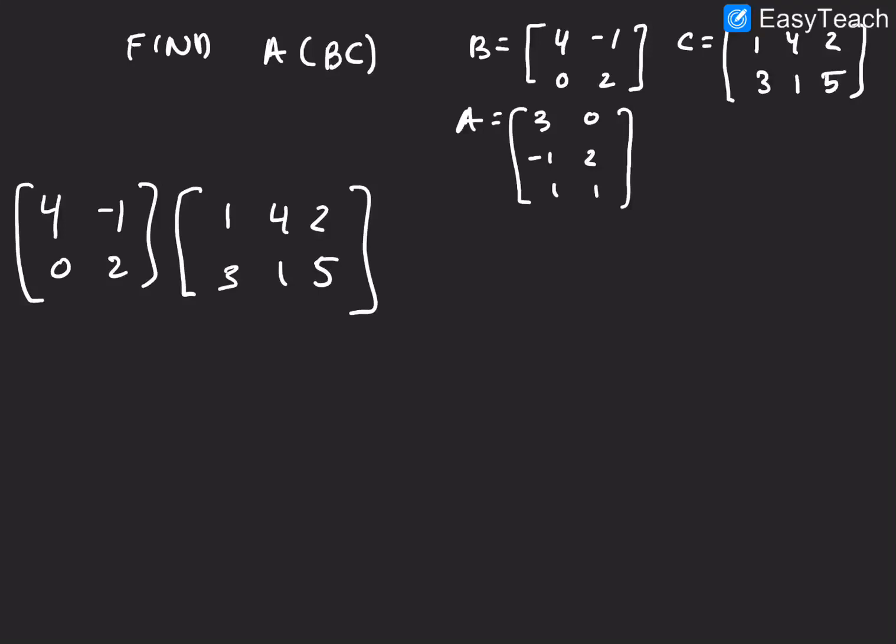Let's just do the multiplication. Let me say this first. Matrix B is a 2 by 2 matrix, and matrix C is a 2 by 3 matrix. So what does that mean? 2 by 3.